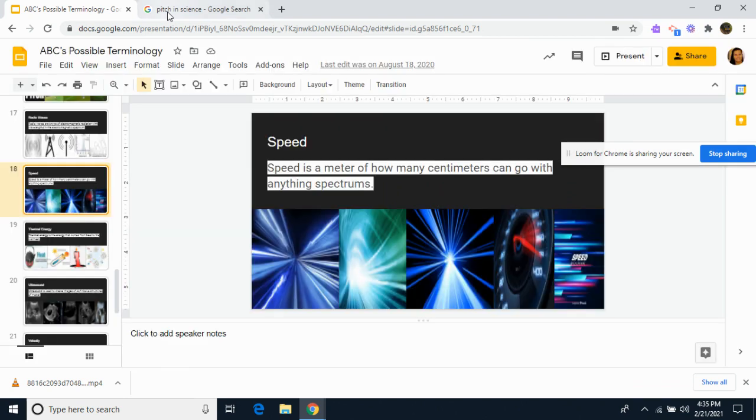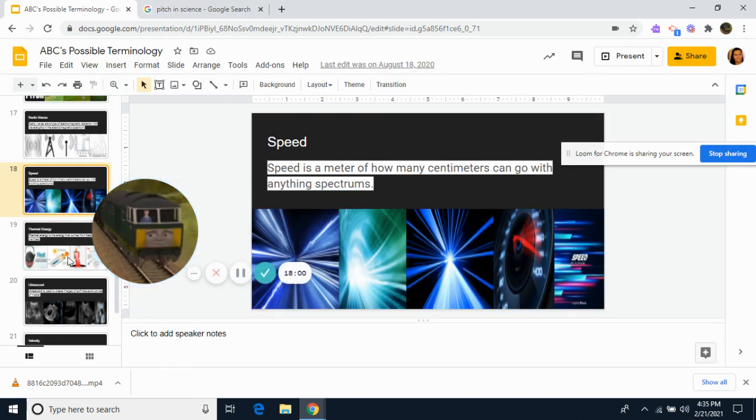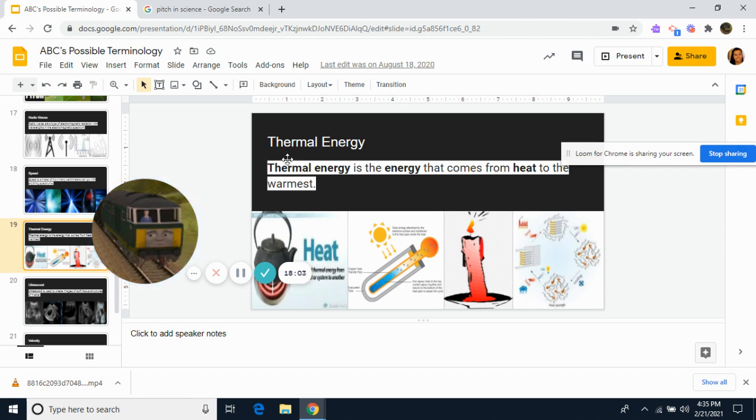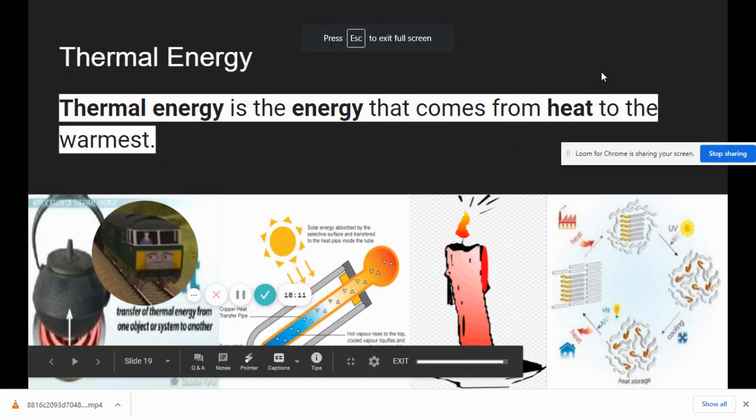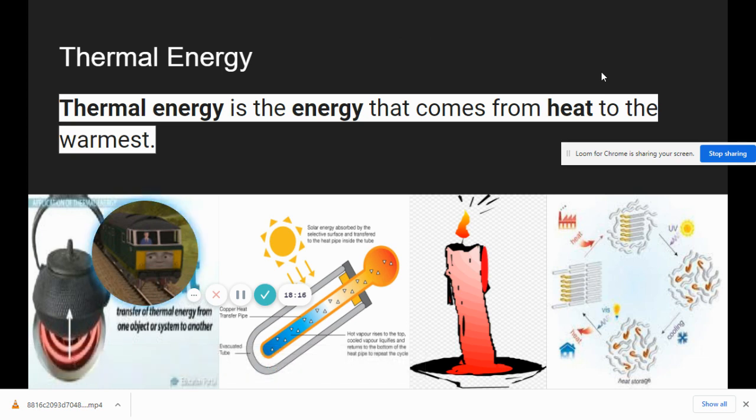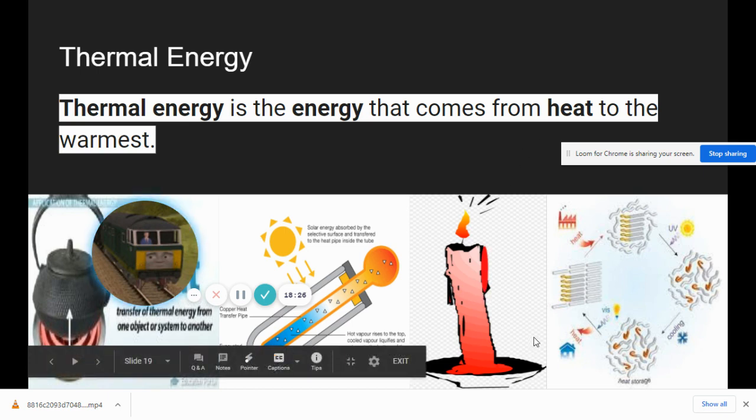We already did speed, so speed was okay. All right, let's talk about thermal energy, which is a burning session. Thermal energy is the energy that comes from heat to the warmest. For example, you can see a birthday candle burning really badly, and you probably haven't even blown it out yet.